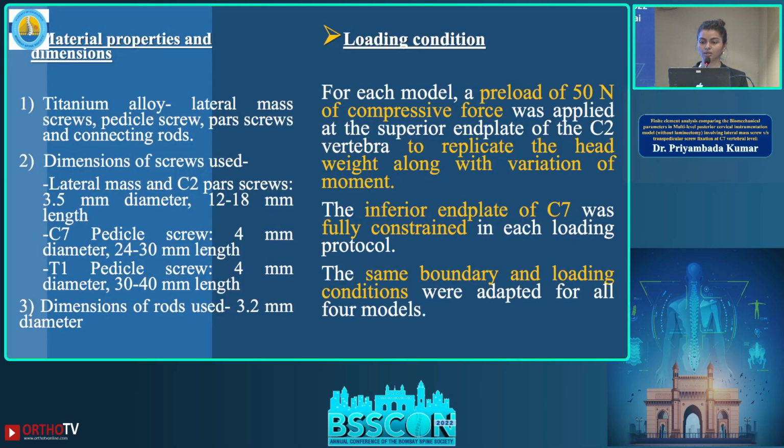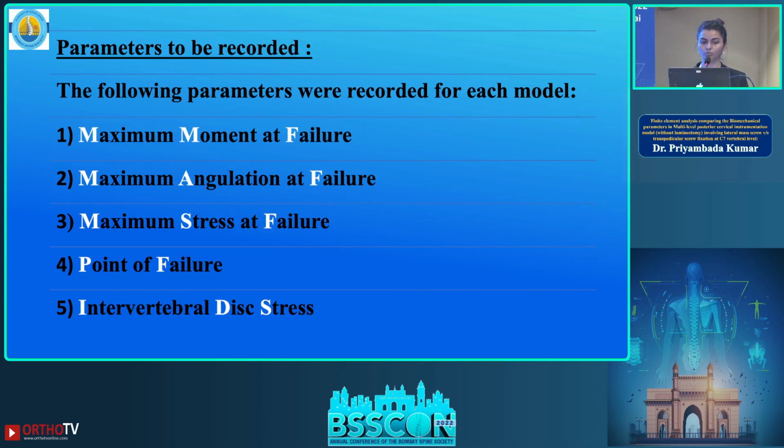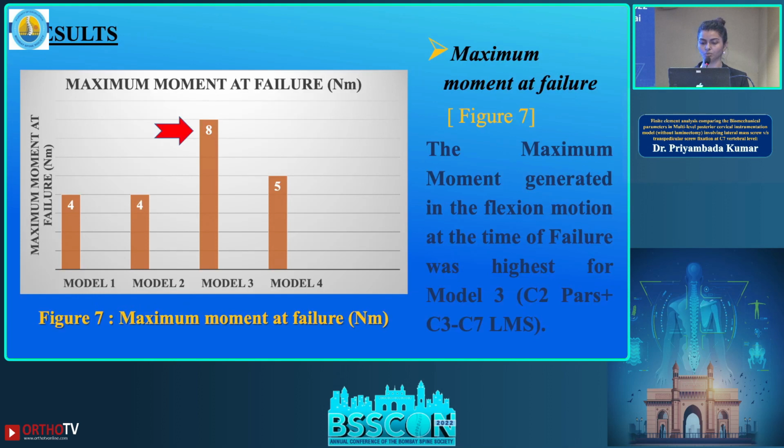For each model, a preload of 50 Newton compressive force was applied at the superior end plate of the C2 vertebra to replicate the head weight along with variation of moment, and the inferior end plate of the C7 vertebra was fully constrained for every model. The same boundary and loading conditions were adopted for all 4 models. Maximum moment at failure, maximum angulation at failure, maximum stress at failure, the point of failure, and the intervertebral disc stresses were studied for the models.